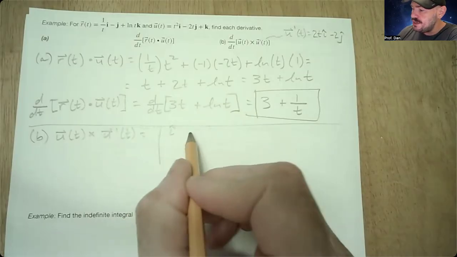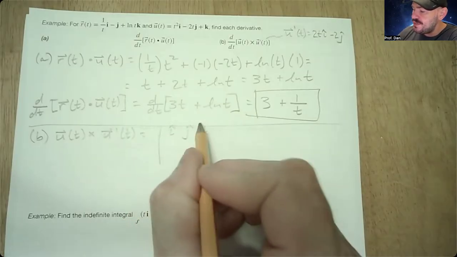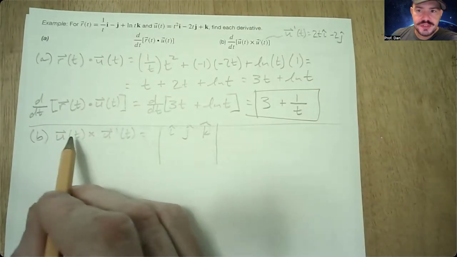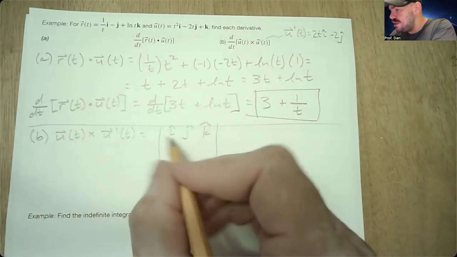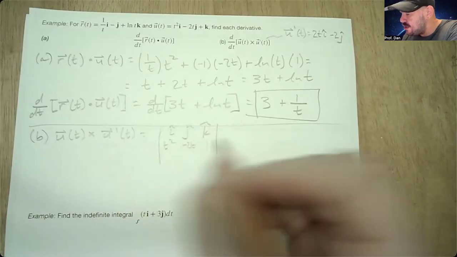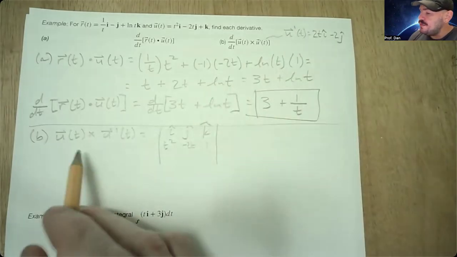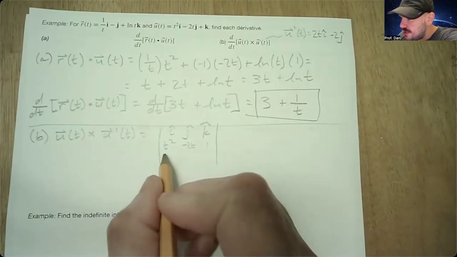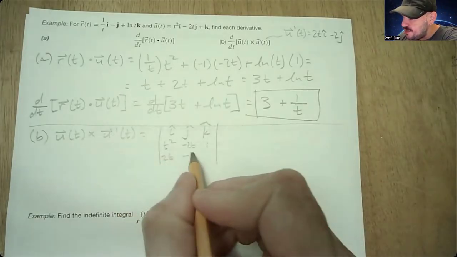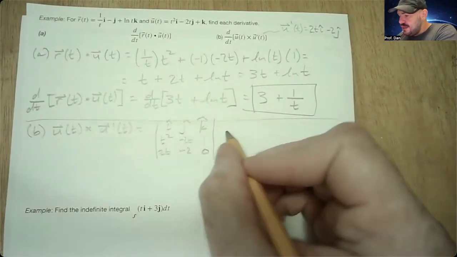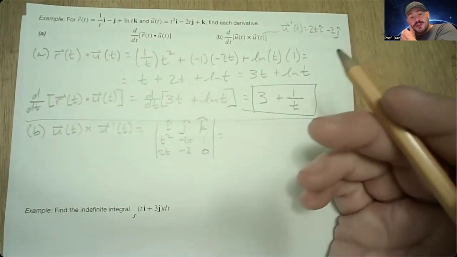So taking our determinant, first row is our unit vectors i, j, k. Second row will have components of u of t. So that'll be t squared, minus 2t, and 1. And then third row, we get the components of u prime of t. So we get 2t, -2, and 0. And then it works just like the last cross product that we did.